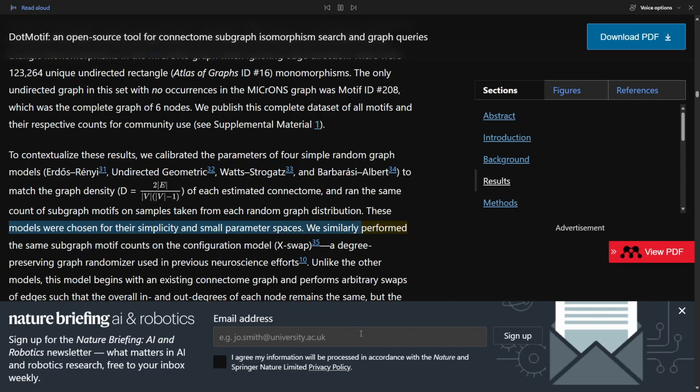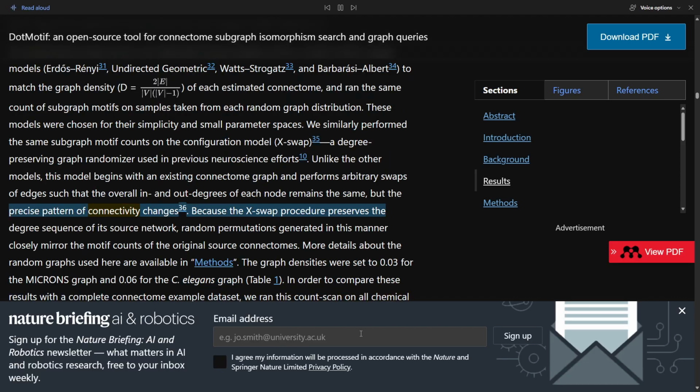We similarly performed the same subgraph motif counts on the configuration model, XSwap, a degree-preserving graph randomizer used in previous neuroscience efforts. Unlike the other models, this model begins with an existing connectome graph and performs arbitrary swaps of edges such that the overall in and out degrees of each node remain the same, but the precise pattern of connectivity changes.